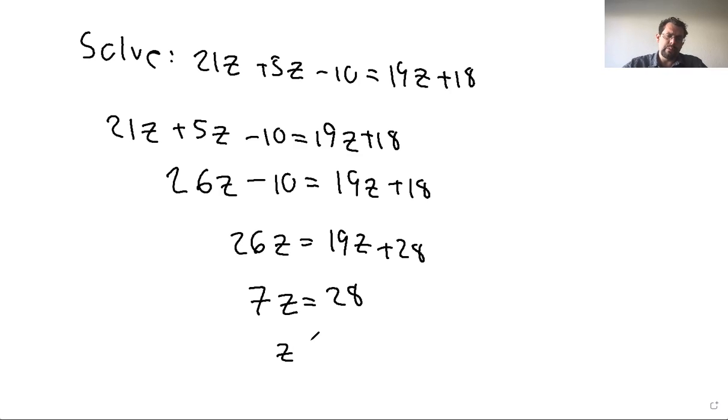And finally, we want to divide both sides by that 7 to get rid of the 7 in front of the z. On the left-hand side, it leaves a z behind. On the right-hand side is 28 divided by 7, which is 4.